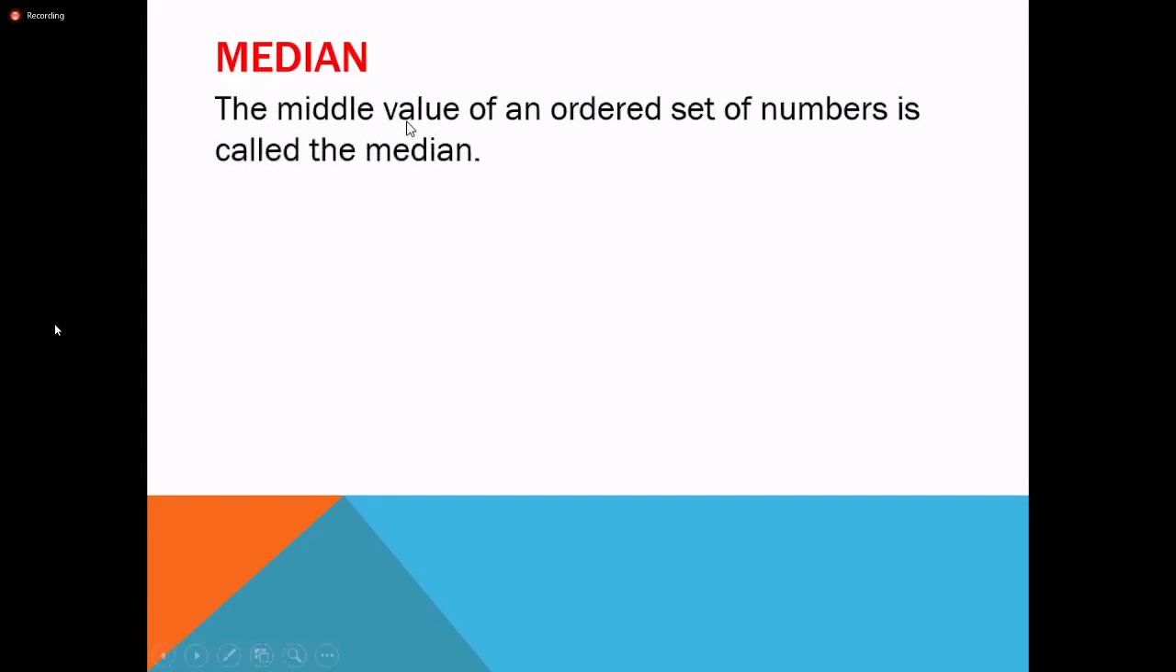Then next one, what is that? Median. This is another measure of central tendency. In Sinhala it is called Madhyastha, the middle. In geometry also we have learned a median. Geometrically there is a median. There is a median in geometry, which is like this.